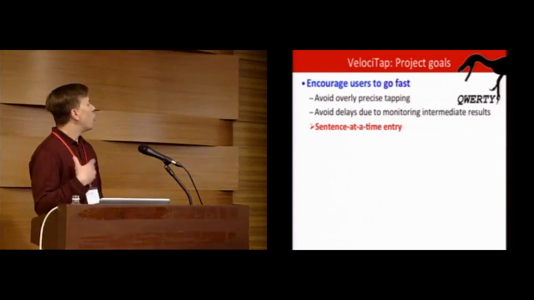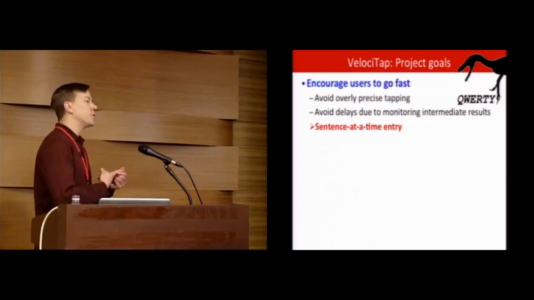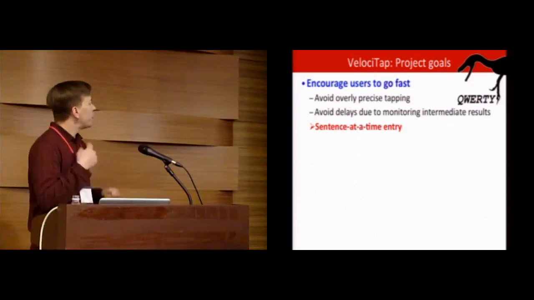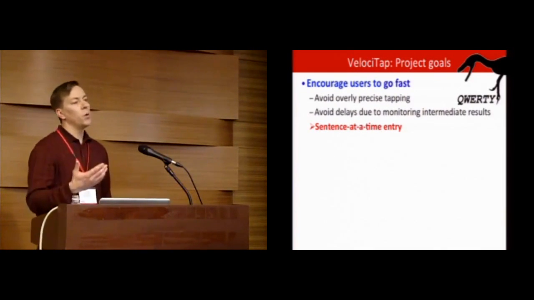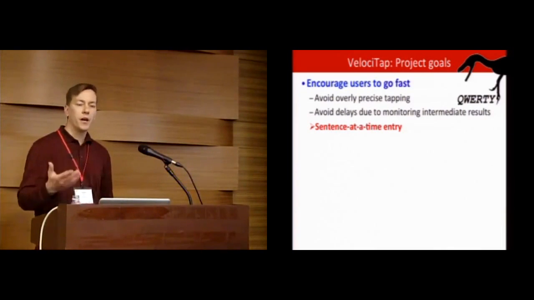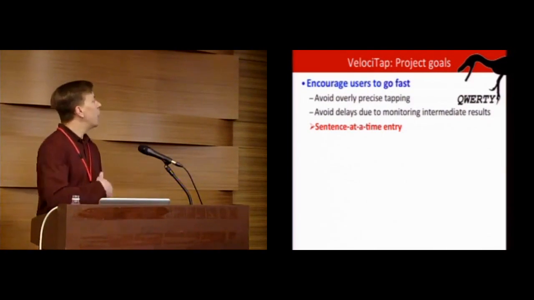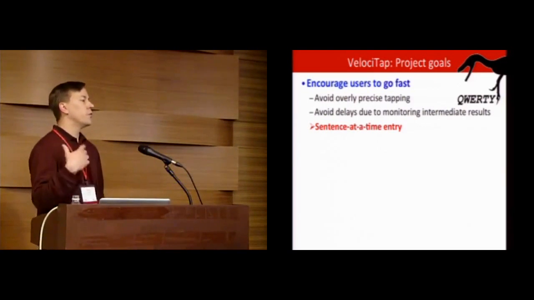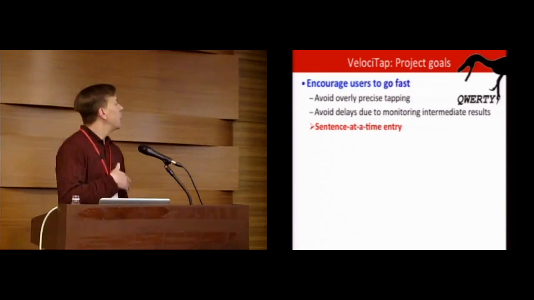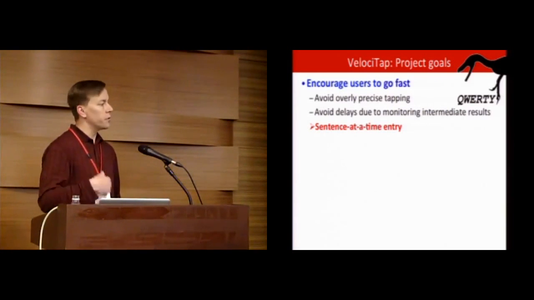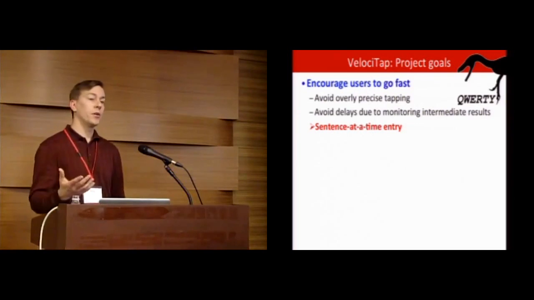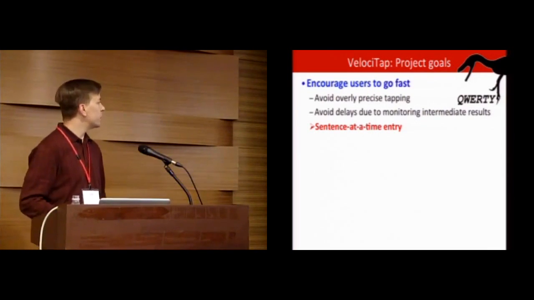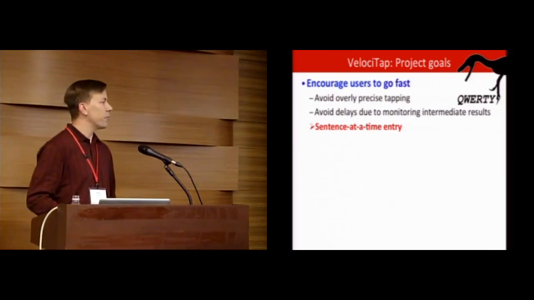So what were our overall goals when we designed the VelociTap project? Well, first and foremost, we were interested in trying to really get users to type quite quickly on their touch screens. And so we conjectured that perhaps showing people intermediate feedback, showing them recognition results after every character or after every word, might slow people down. We wanted people to go really fast and to trust the recognition algorithm. And as such, we adopted a sentence at a time entry approach. So we're going to have people enter an entire sentence, and then only after that are we going to do the recognition on the sentence. And this is kind of a double whammy in that hopefully the users go really quickly, and it also gives the recognizer the best chance of getting the answer right. We're giving the most information to the recognition process.